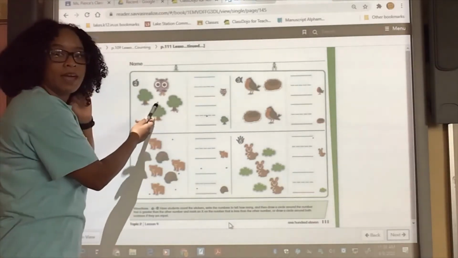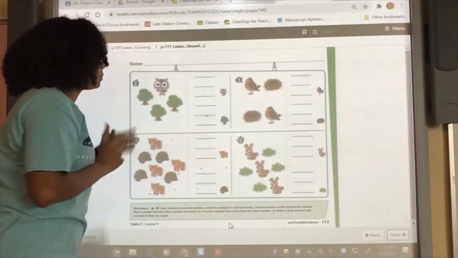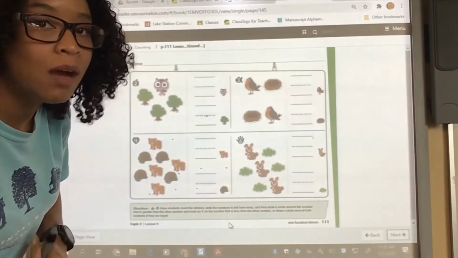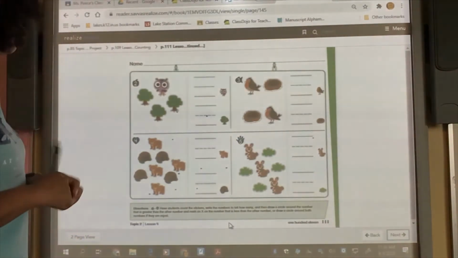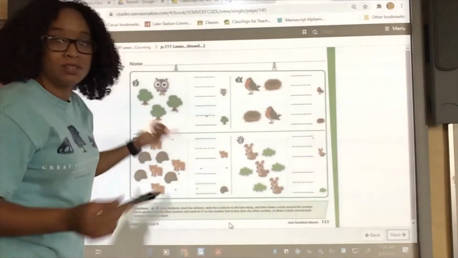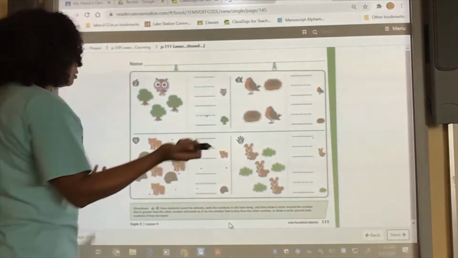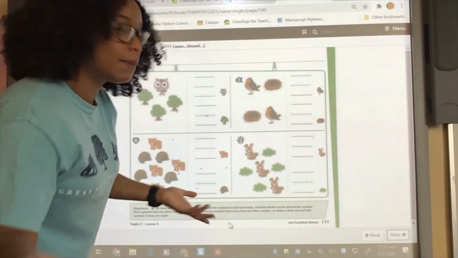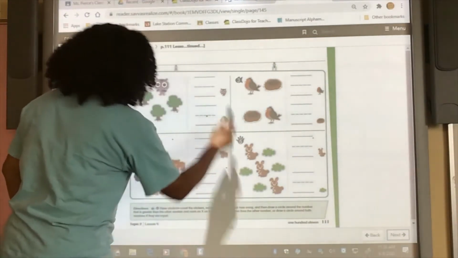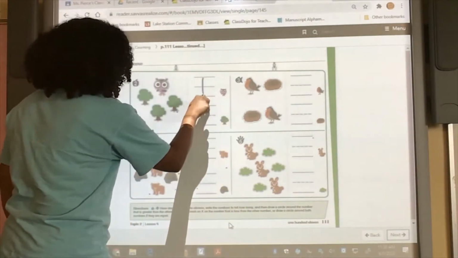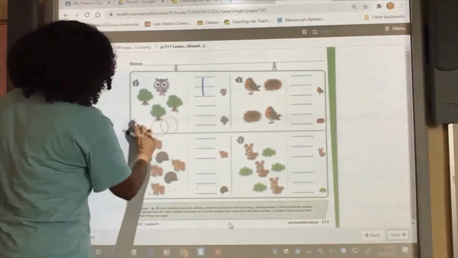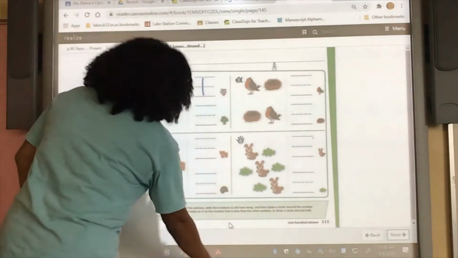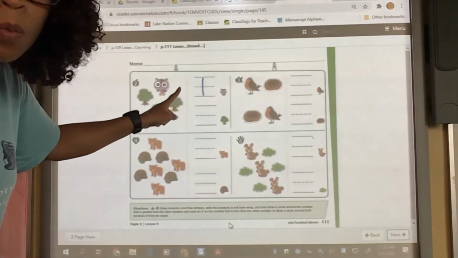Here it looks like we have an owl and some trees to compare. So how many owls do you see? I see 1. Do you see 1? I see 1. So to show 1, I'm going to write what number? I'm going to write the number 1. Use blue. Actually, I see a bunch of my dots. I'm going to erase those. Okay, so we have 1 owl.